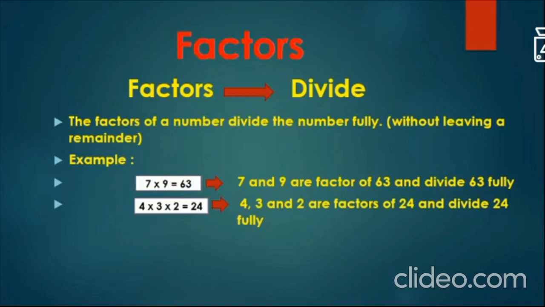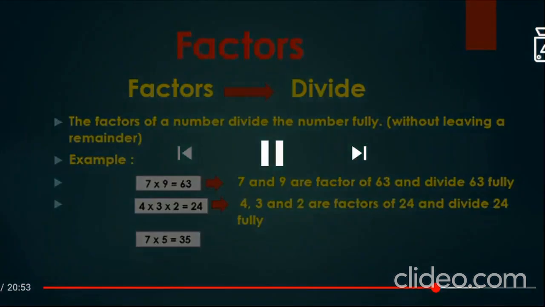And you can see 24 is a multiple of 4, 3 and 2. That means the number which is divisible by the numbers which are multiplied, that product is the multiple, and the numbers which are multiplying are the factors.